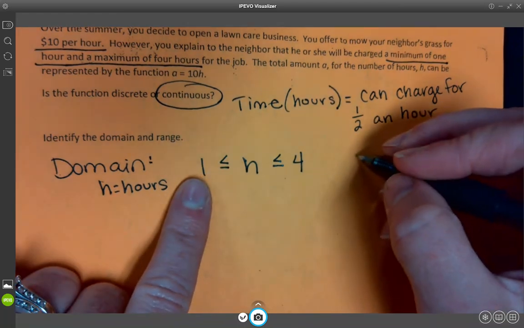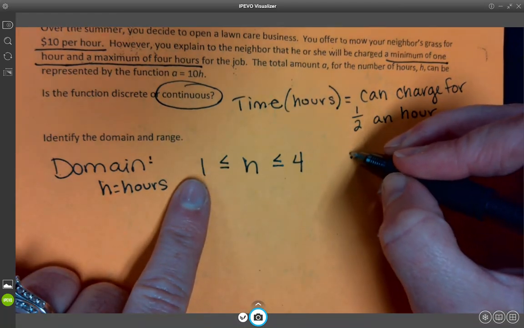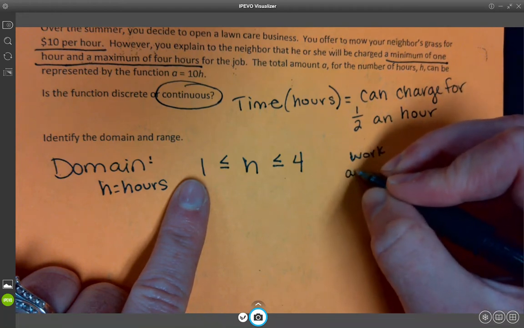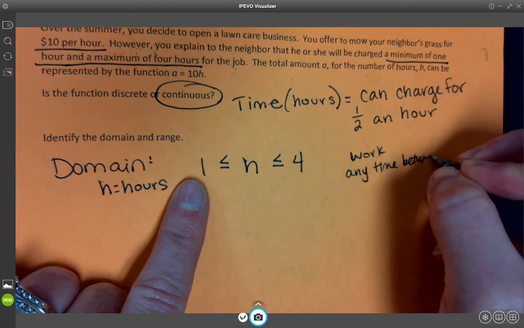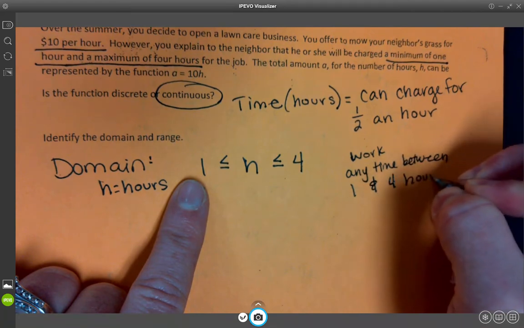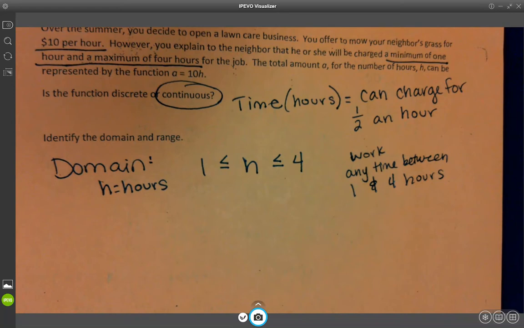So this means you can work any time between 1 and 4 hours. Meaning you can do 3.5 hours and get paid for that, or 3.75 hours. That'd be 3 hours and 45 minutes, so you just need to convert the minutes to a decimal of hours.